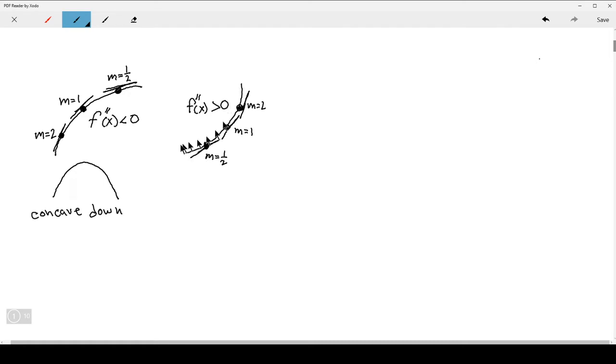All right, over here, this shape has a shape more like this. If I were to put water in it, it would hold the water. That is called concave up. A function that is kind of cupped downward is called concave down. A function that is cupped upward is called concave up.